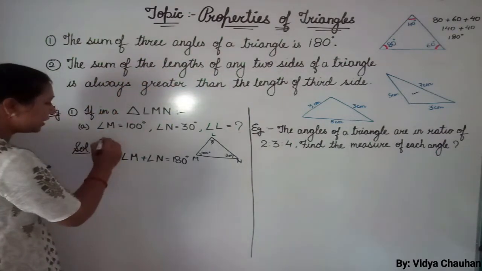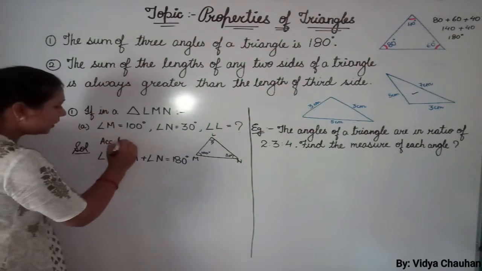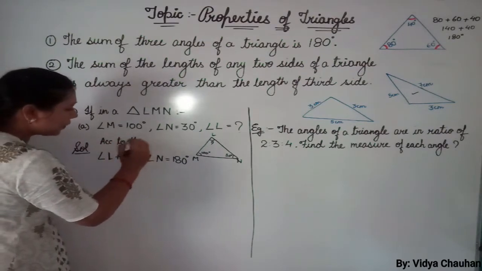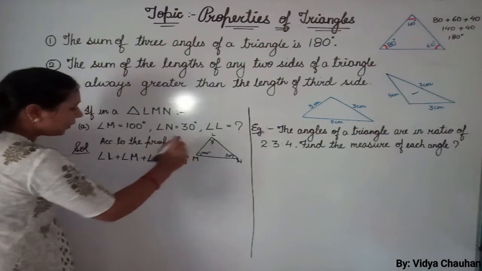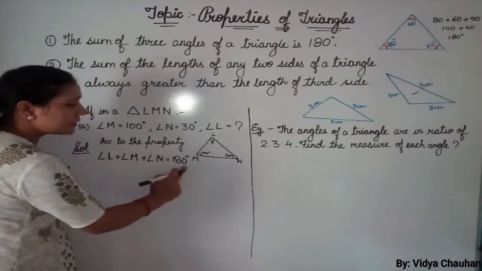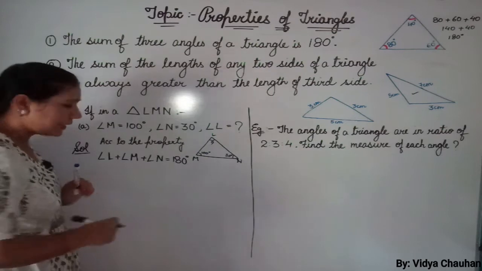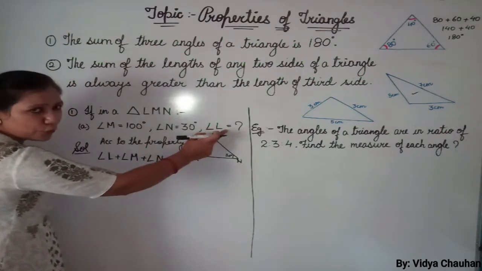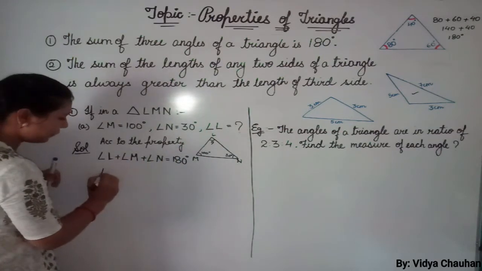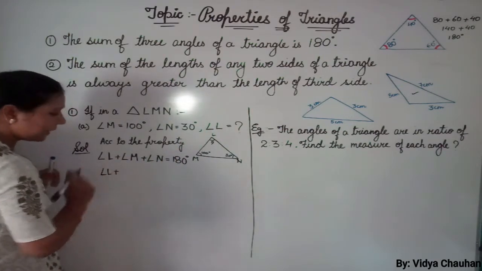So you can mention it at the top, according to the property. So according to the property, the sum of the three angles is 180 degree. Now, is angle L given to us? No, it is not given. That means we have to find it out. So leave angle L as it is.